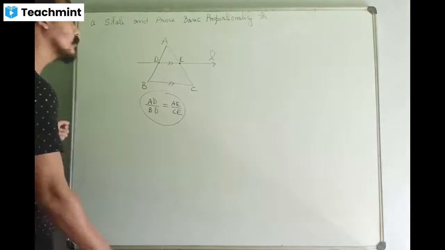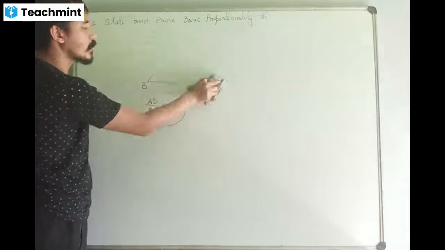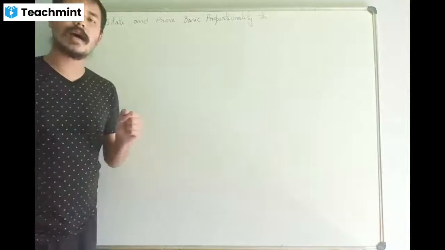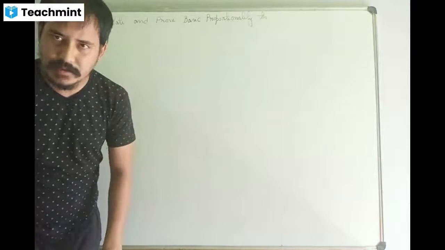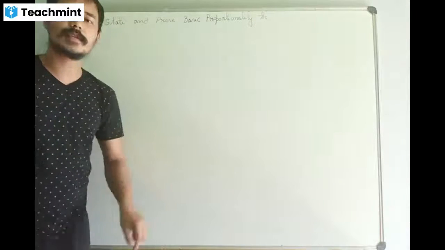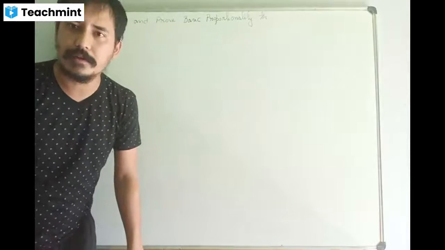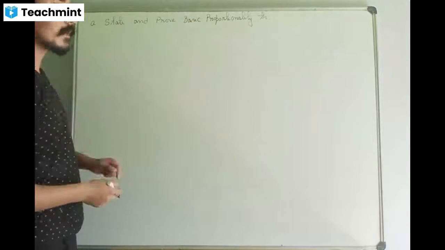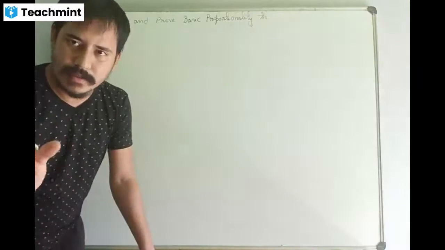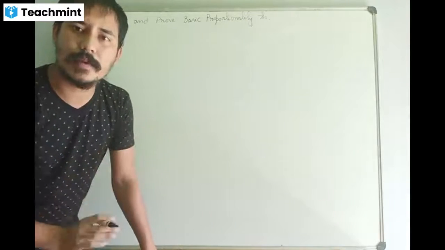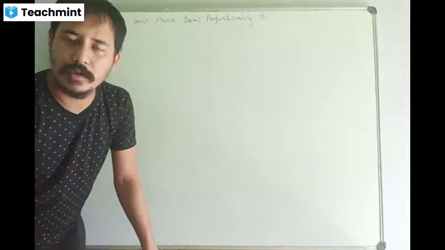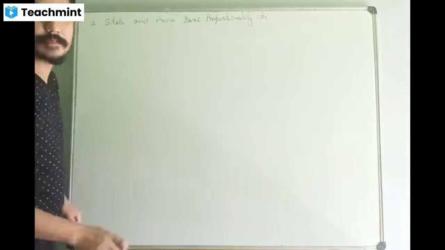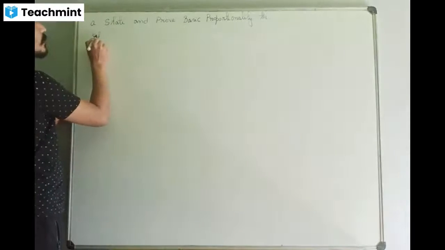So this statement says that if a line is drawn parallel to one side of a triangle, which intersects the other two sides at two different points, then those two sides will be divided in the same ratio. That is the statement. So if you are asked to state and prove the basic proportionality theorem, then you even have to write the statement. Sometimes they will make the statement into a question and ask you only to prove. Is it okay? So let me write the statement.